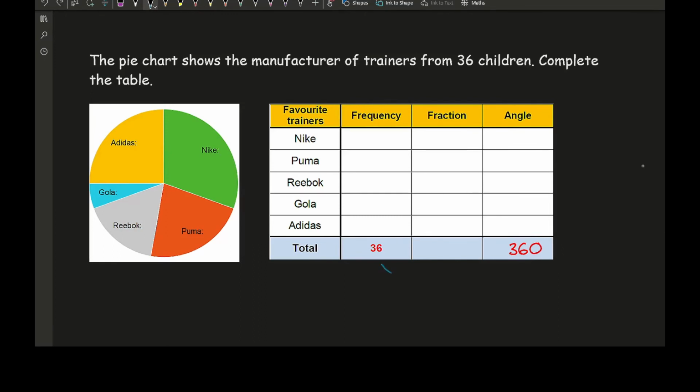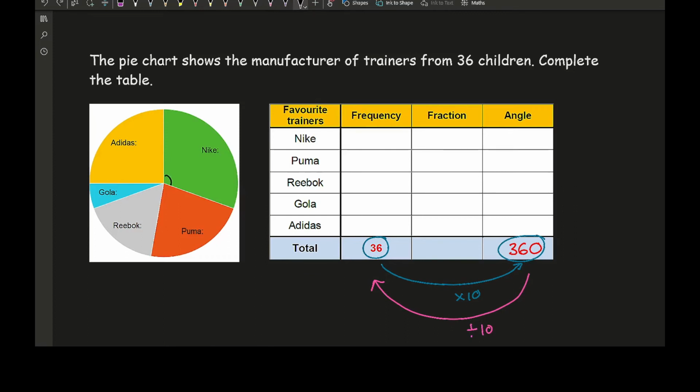Here, one thing I've got to note is, is there a common multiple that goes from the total frequency to 360? Well, yes, it's times 10. So if I want to go in the opposite direction, if I know what the angle is, all I need to do is divide by 10, and it would tell me what the frequency is. So what I now need to do, with my protractor or angle measurer, is measure these angles.